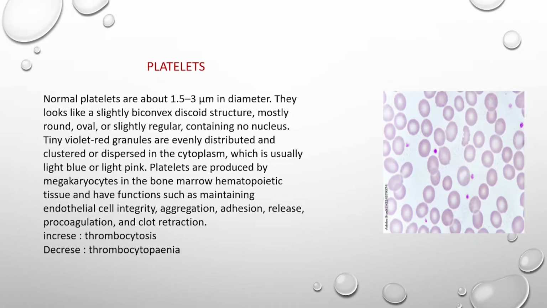Platelets are produced by megakaryocytes in hematopoiesis. I just mentioned that; I will give a detailed class about that later. Platelet functions include maintaining endothelial cell integrity, aggregation, adhesion, release, procoagulation and clot retraction. The condition in which platelets are increased is called thrombocytosis and a decrease is called thrombocytopenia. Yes, we can wind up our class today.